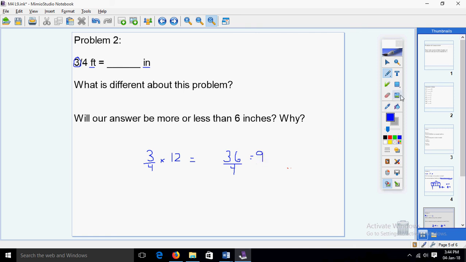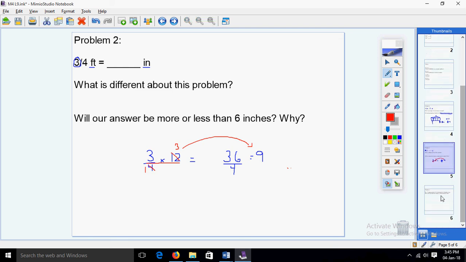Okay? Now, remember, another way that you could have done this is you could have reduced first. Now, if you look, I'm going to go ahead and extend this, just like we did yesterday. And I see that 12 and 4, there's something that can go into both. Let me guess. 4. I mean, you could do 2 if you wanted to, but 4 is the bigger one. So I'm going to go ahead and use that one. And 4 can go into 12 3 times. And look at that. 3 times 3 is 9. Okay? 2 different ways to do it. Your choice. Figure out what you want to do.